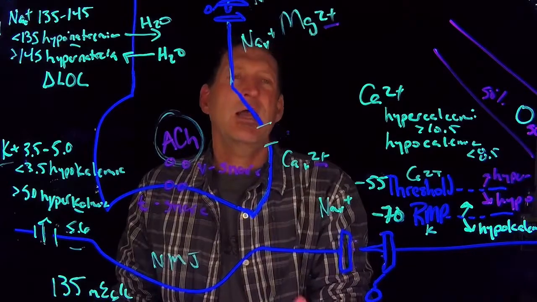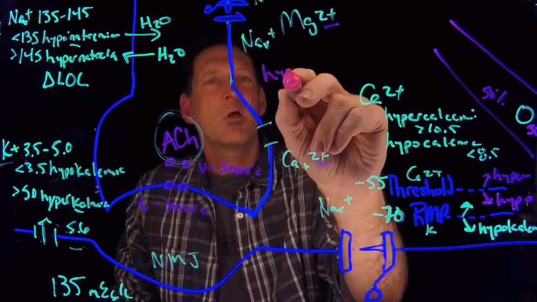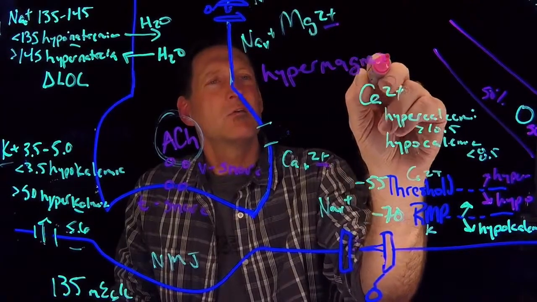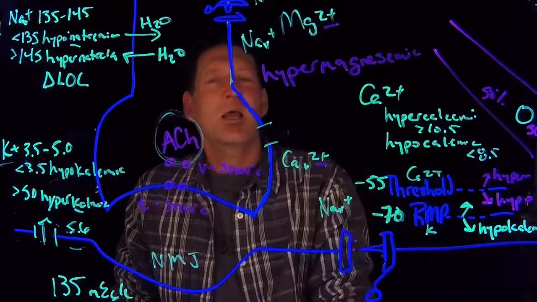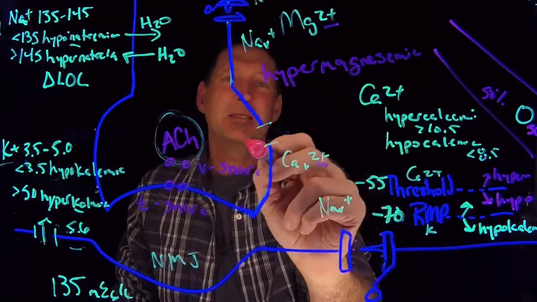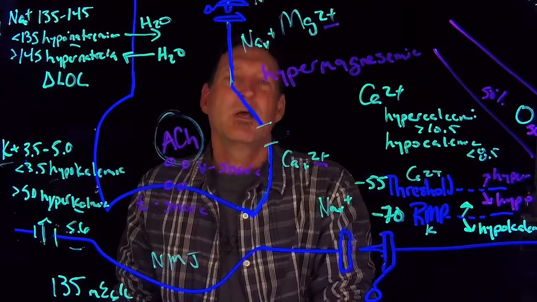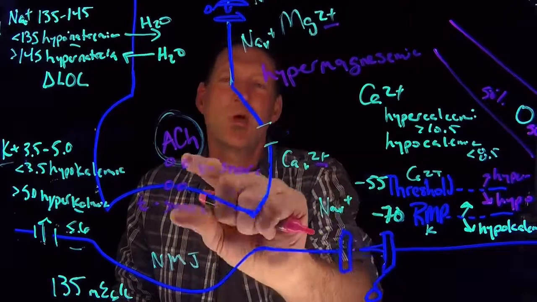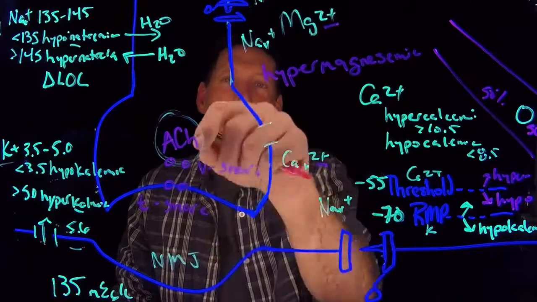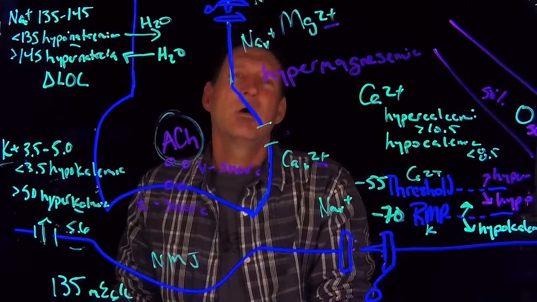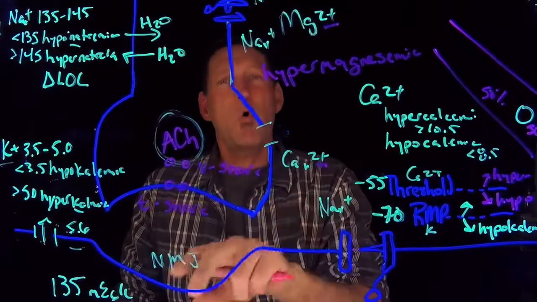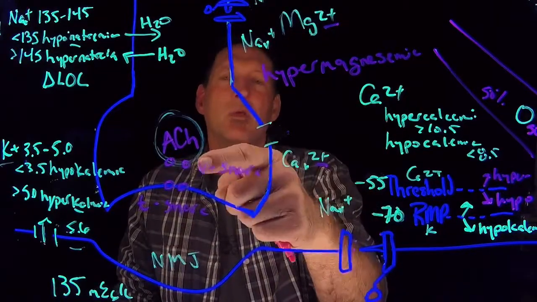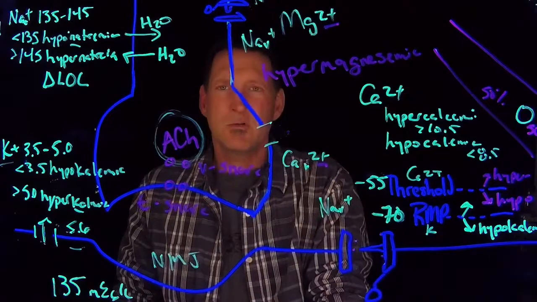However, if I have hypermagnesemia, what's going to happen is I'm going to have magnesium competing with calcium coming in. And so I have more magnesium coming in and less calcium coming in, so I don't dock my neurotransmitter and I'm releasing less ACh. On the other hand, if I have hypomagnesemia, I have less magnesium coming in, more calcium coming in, and what's happening is I'm releasing more neurotransmitter.